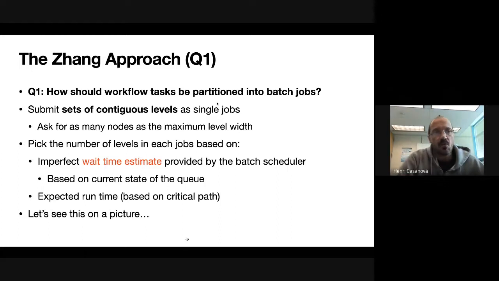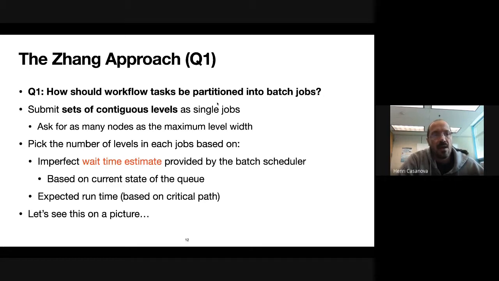So the Zhang approach, how do they answer the first question? How do we partition tasks into batch jobs? What they do is they submit sets of contiguous levels as a single job. So it's not level by level, it's groups of levels by groups of levels. And in their original algorithm, they ask for as many nodes as the maximum level width, which is a problem of the algorithm that, in fact, we end up fixing. Because if your workflow is too wide, then Zhang just fails.